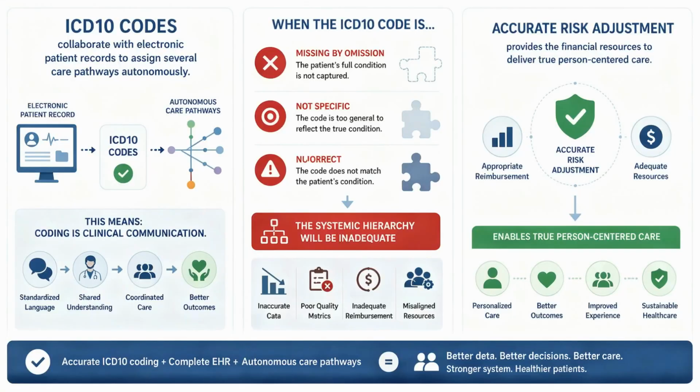The ICD-10 codes collaborate with electronic patient records to assign several care pathways autonomously, which means coding is clinical communication. If the ICD-10 code is missing by omission, or is not specific, or is incorrect, the systemic hierarchy will be inadequate. Accurate risk adjustment provides the financial resources to deliver true person-centered care.